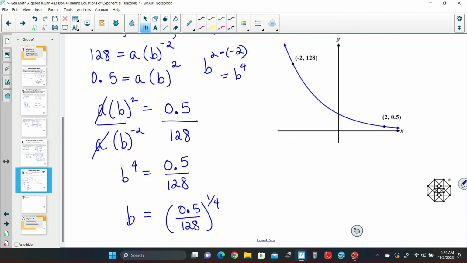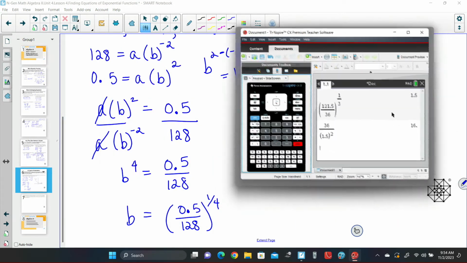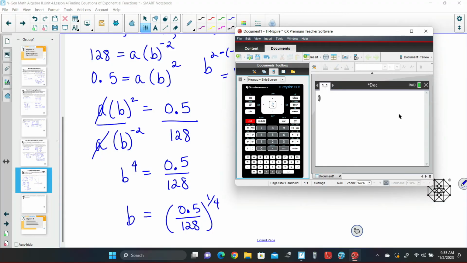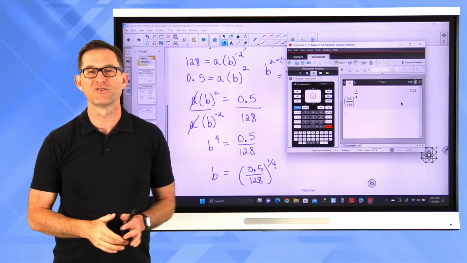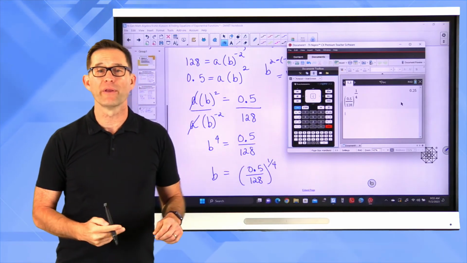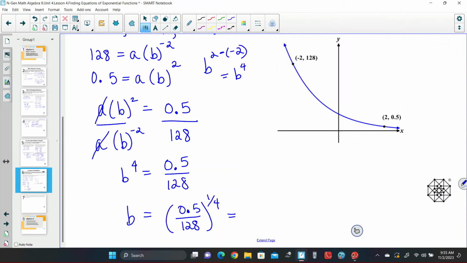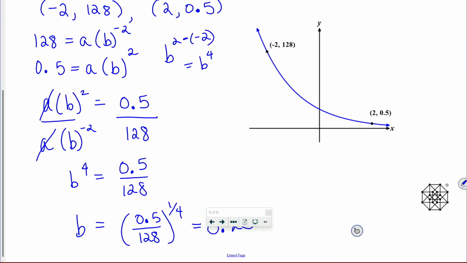All right, let me bail out of here and just come into here, bring this over. Let me just clear this out so we've got it nice and clear. Put my fraction in, 0.5 divided by 128, raised to the 1/4, enter. We have a beautiful base. Again, my bases are going to get ugly in just a moment, but here I've got a base of 0.25 or 1/4. Let me write this down. 0.25 is my base. I'm going to go back into full screen really quick.